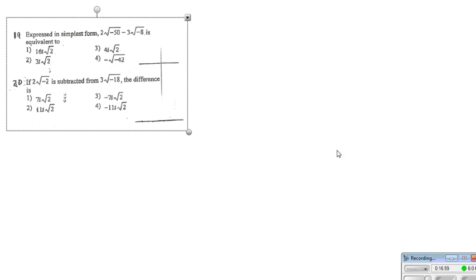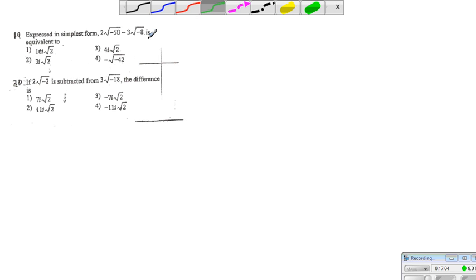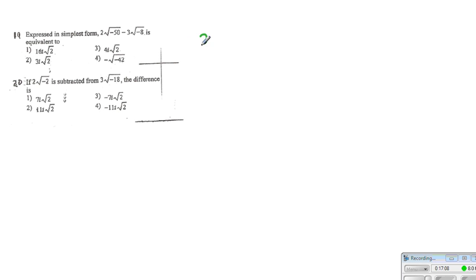Alright, so let's look at number 19 here. Expressed in simplest form. Now once again, we're going to simplify each one here. First one is 2i square root of 50. That's how we can simplify it first. Now this one becomes 2i, 50 becomes square root of 25 times square root of 2. That's how we can separate this one.